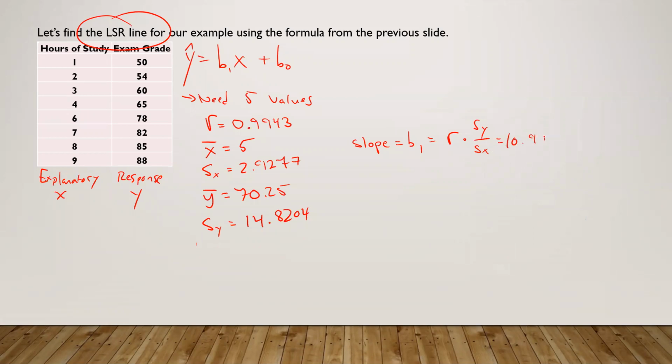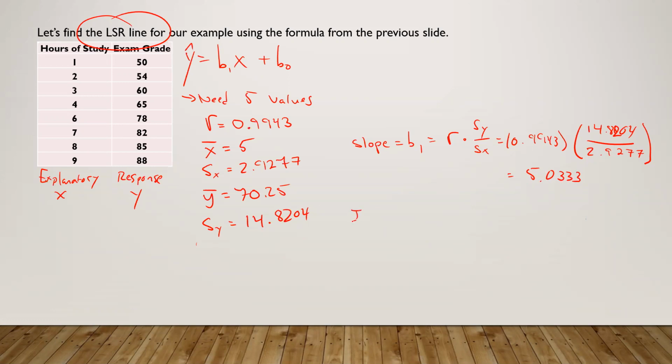This is 0.9943 times S sub Y, which I have down here, which is 14.8204, divided by S sub X, which I have right here, 2.9277. Just for time, I'm going to quickly do this for us in my head. Carry the 1. This ends up being 5.0333. You do the slope.